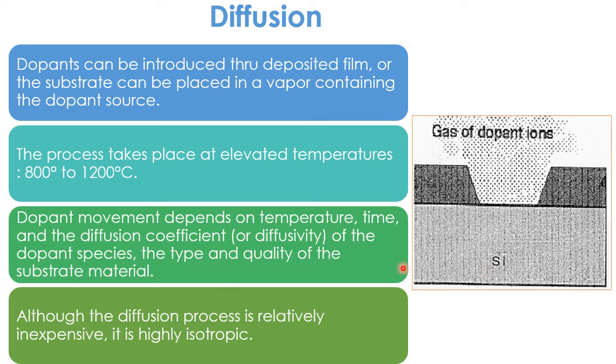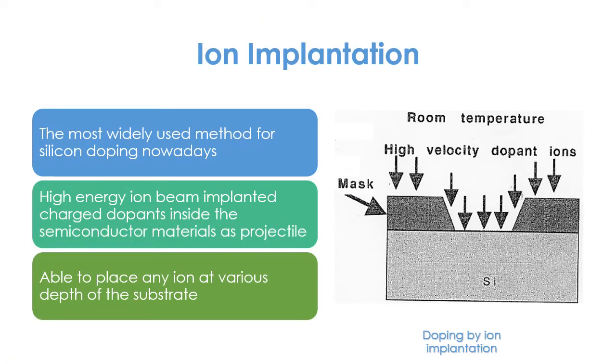As I mentioned previously, diffusion usually occurs at a high temperature. Although the diffusion process is not expensive, it is highly isotropic. The next process is ion implantation. Ion implantation is the most widely used method for silicon doping. In this process, a high energy ion beam implants charged dopant inside the semiconductor material as a projectile, and it is also able to implant any ion at various depths of the substrate compared to diffusion.